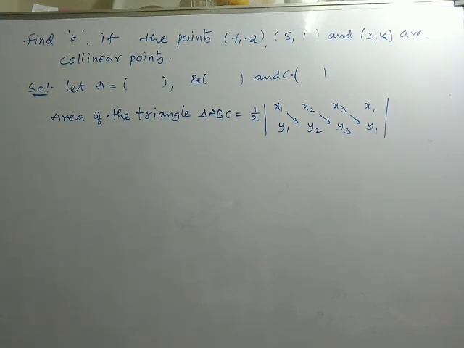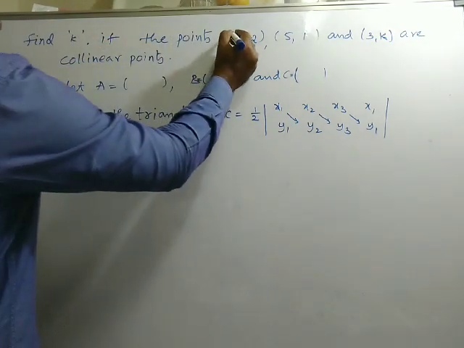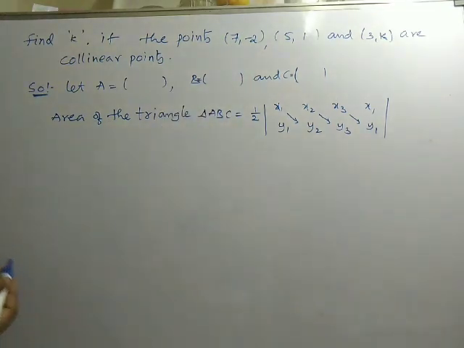Coming to the next question. Find the value of K if the points (7, -2), (5, 1) and (3, K) are collinear points.